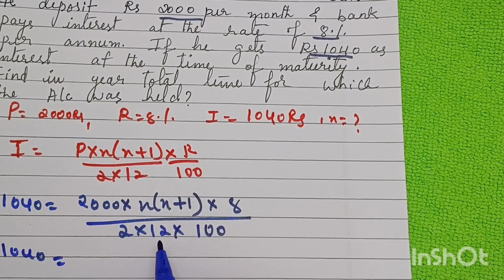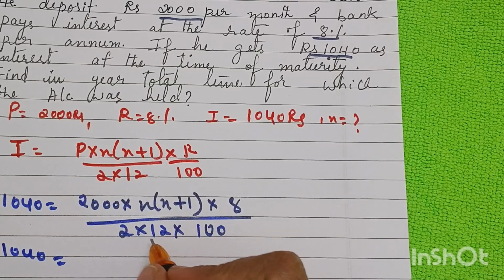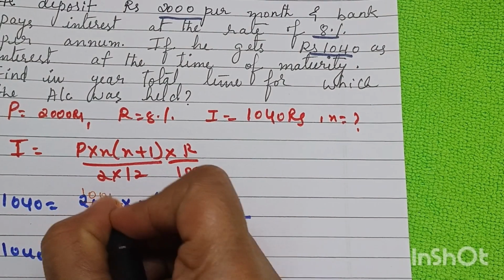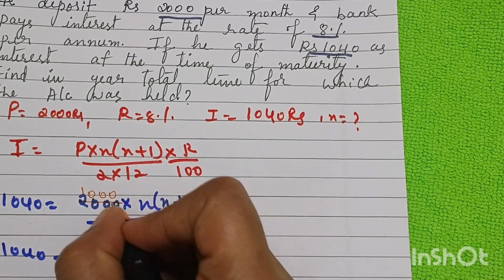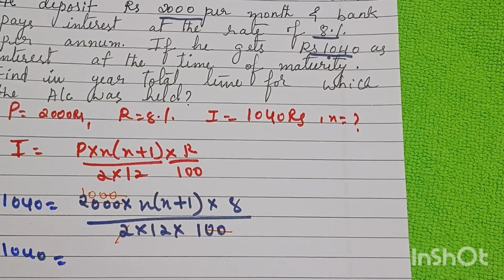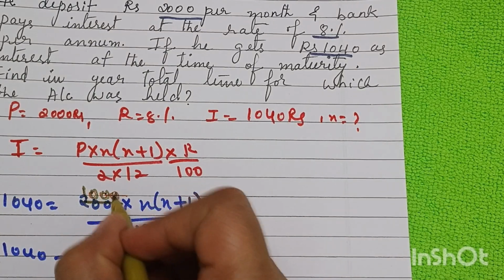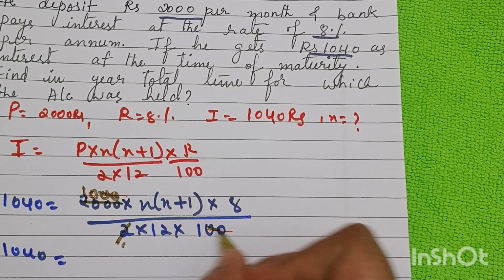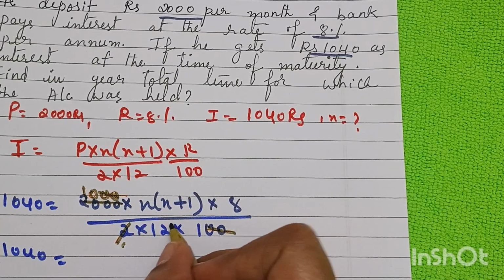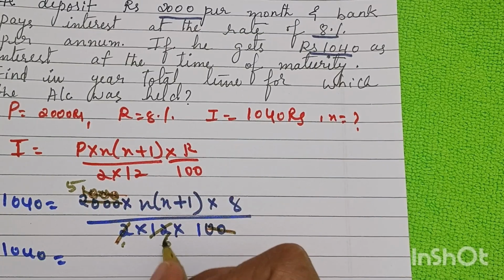So it will come as 1040 equals. We can cancel here itself. 2 ones are 2, 2000s are 1000. Then 0 0 cancel, 10 into 8. We cancel again, 2 0 cancel, and 2 6s are 12, 2 5s are 10.